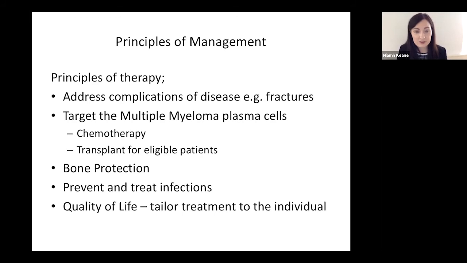There are, of course, toxicities related to every treatment that you can have. So we need to tailor them to the individual and make sure that their quality of life is not compromised, because thankfully multiple myeloma patients are now living longer and longer, and it's very important that their quality of life is of a high standard.